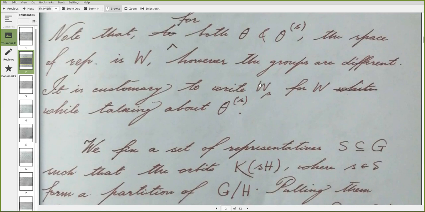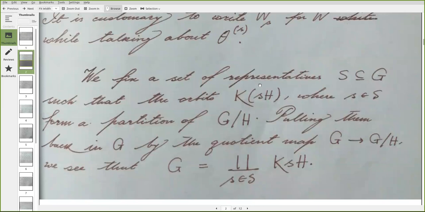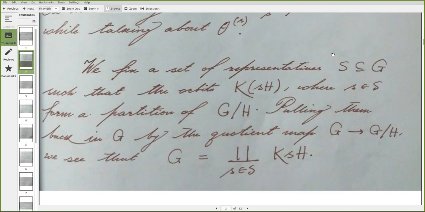Okay. Next, we fix a set S of representatives such that, if I take s from S, the orbits of sH under the action of K form a partition of G modulo H.